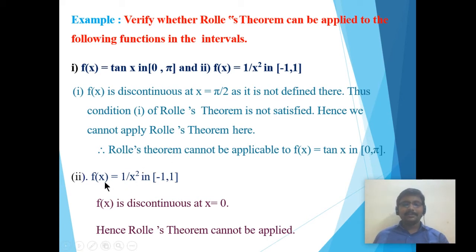For second function, what is the function here? 1 by x square, which is discontinuous at the point x equal to 0. What is the value of 1 by 0 square? That is 1 by 0, but 1 by 0 value is undefined. So f is discontinuous at the point x equal to 0, thus Rolle's theorem cannot be applicable.